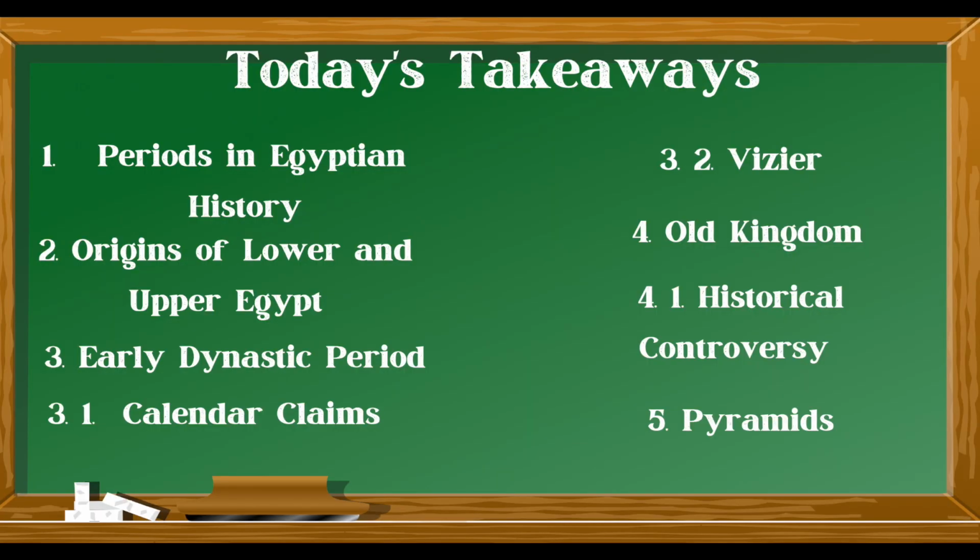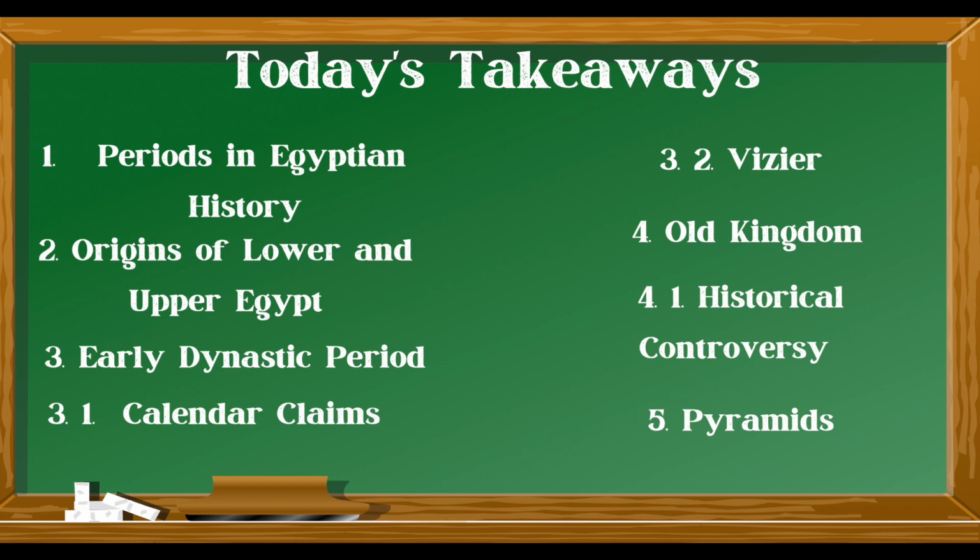So, let's summarize everything that we learned today. We learned about the periods in Egyptian history. Next, we looked at the origins of Upper and Lower Egypt and why they are called so. Next, we looked at the early dynastic period, after which we looked at the Egyptians claiming to have invented the format of a calendar. After that, we understood the system of a court in ancient Egypt, where there was a person called the vizier who took care of the business in the kingdom.